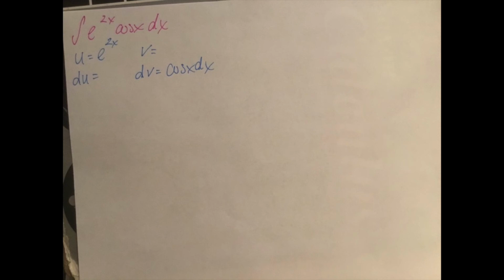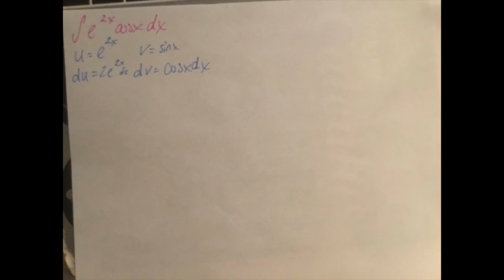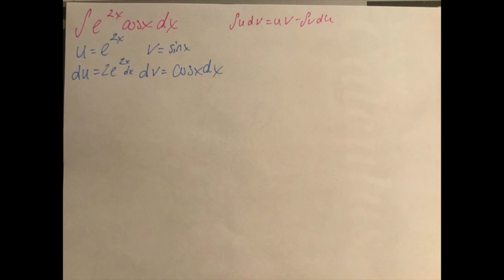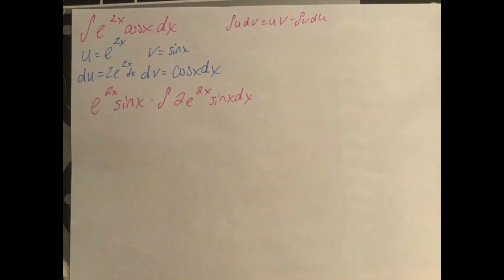We randomly assign u and dv, and then we find du and v, and then we do the integration by parts one time. And the reason we know we have to do the integration by parts more than once is because when we do minus the integral of v du, if we can't do the antiderivative of that, we're going to have to do the integration by parts again.